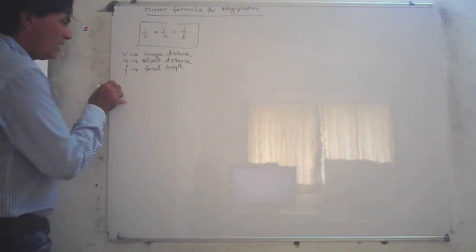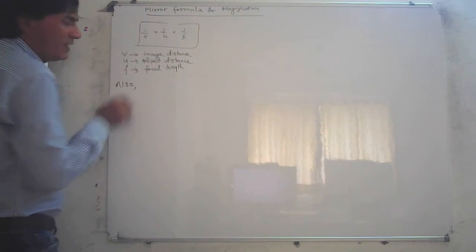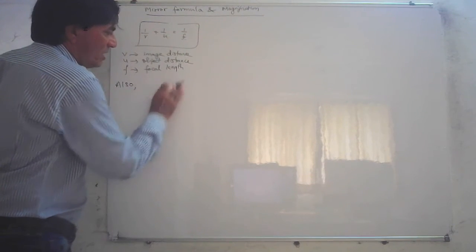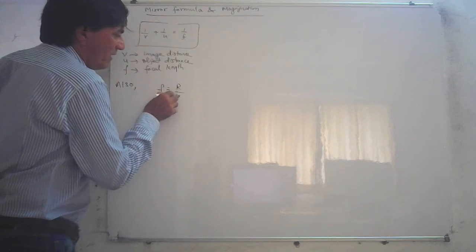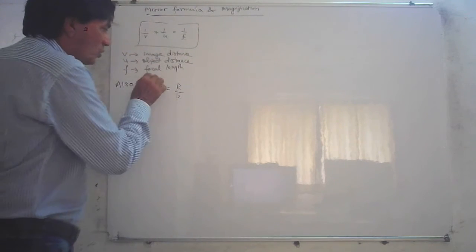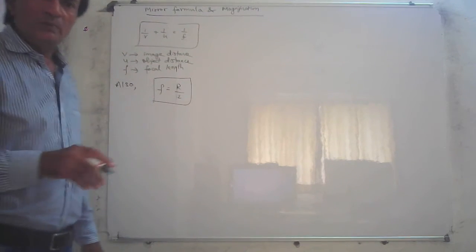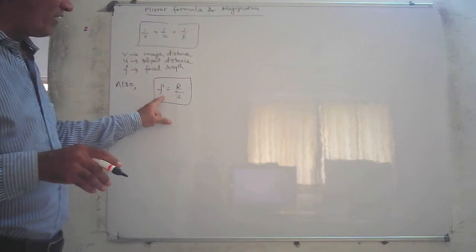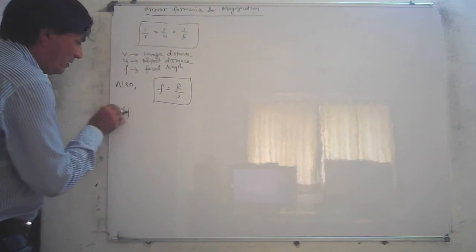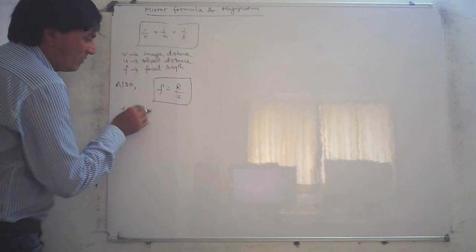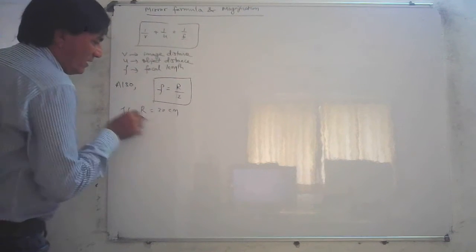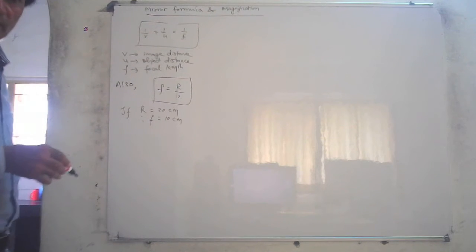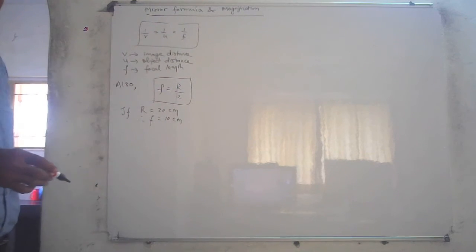The second formula you should also remember is that focal length F is half the radius of curvature, that is, the radius of curvature divided by 2. This is also an important formula. Sometimes in the problem the radius of curvature will be given, but you have to find the focus. So if the radius of curvature is, say, 20 centimeters, therefore the focal length would be equal to 10 centimeters. This is just an example. So focal length is always half the radius of curvature.